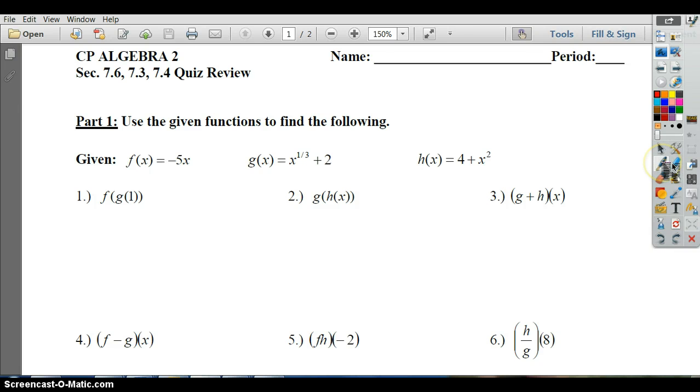Hey ladies and gentlemen, you can see we've got the review sheet for 737476 up. I'm going to rip through this pretty quick for you. Hopefully it'll be quick and painless.